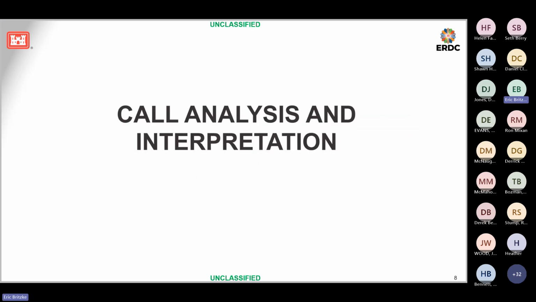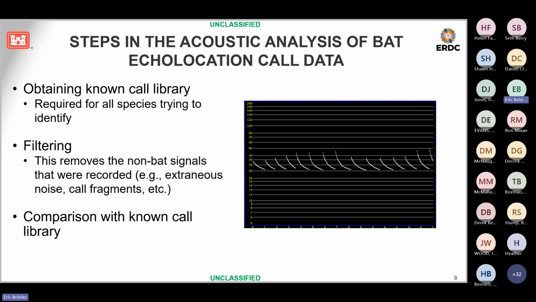So that's the part for detector deployment. And so now I want to get into the call analysis interpretation. So the steps in the process of trying to identify bats by their echolocation call, the first step is obtaining a known call library. This is obviously required for all species you want to try to identify.